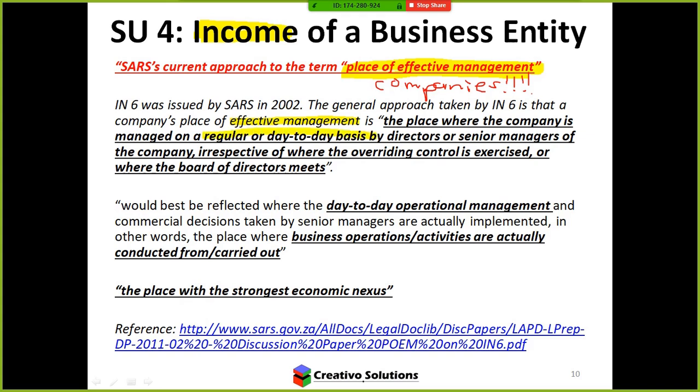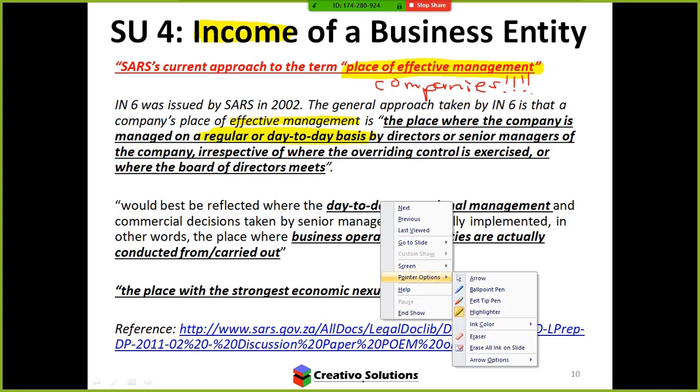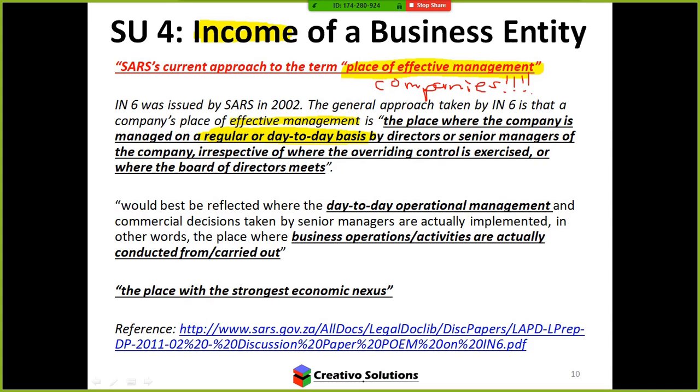So let's use your company as an example. All right, Melanie, would you say the effective management is in South Africa or is in Germany? Where is Mali effectively managed? Day to day running in terms of directors, senior managers, and people that have the final say. Is that coming from South Africa or is that coming from Germany?